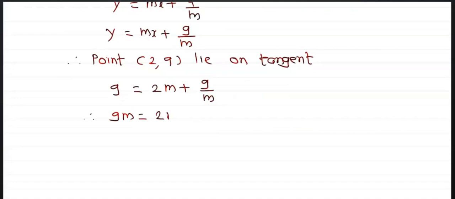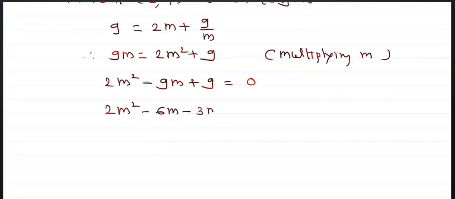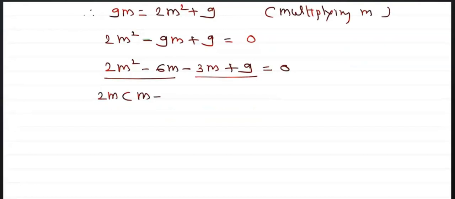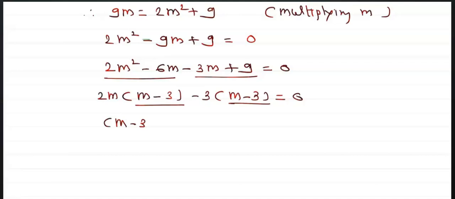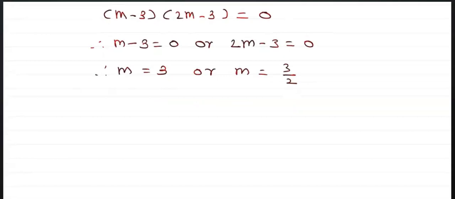Multiplying on both sides by m, that is 9m is equal to 2m square plus 9. Therefore 2m square minus 9m plus 9 is equal to 0. And we factorize it. 2m square minus 6m minus 3m plus 9 is equal to 0. 2m in bracket m minus 3, minus 3 in bracket m minus 3 is equal to 0. M minus 3 is equal to 0 and 2m minus 3 is equal to 0. M is equal to 3 and m is equal to 3 by 2.